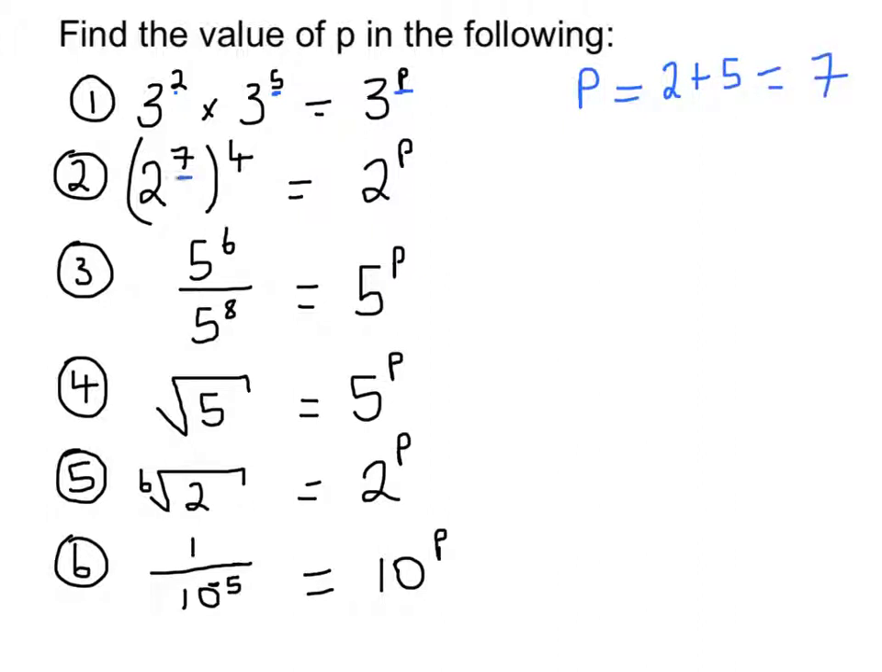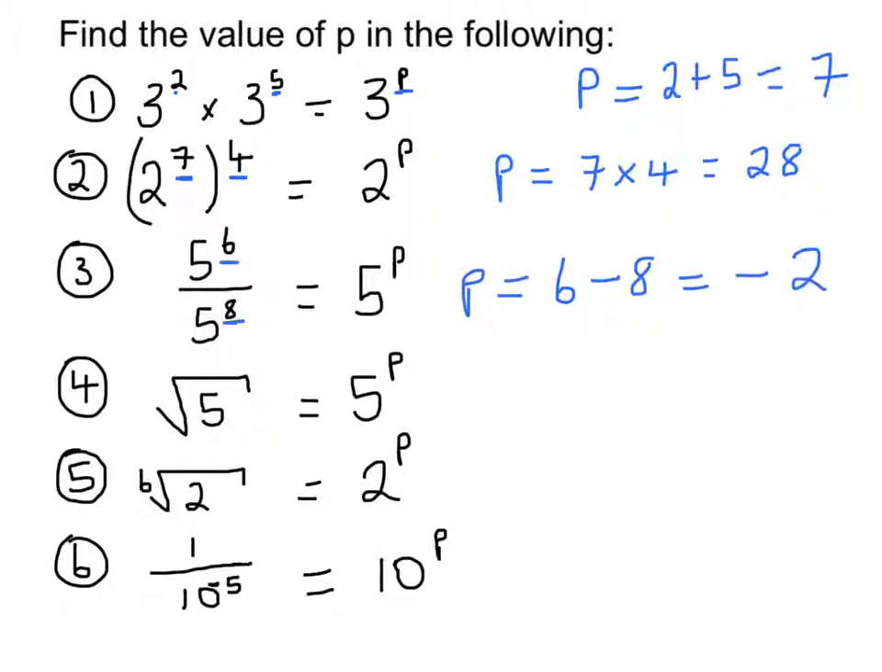For the next one, it's a number to a power all to a power, right? And when you have that, the p-value is going to turn out to be 7 multiplied by 4, so this value is going to be equal to 28. For the next one, it's 5 to a power divided by 5 to a power, and the law says that you take the top value and you subtract the bottom value. And if you subtract the bottom value, you get a minus 2.